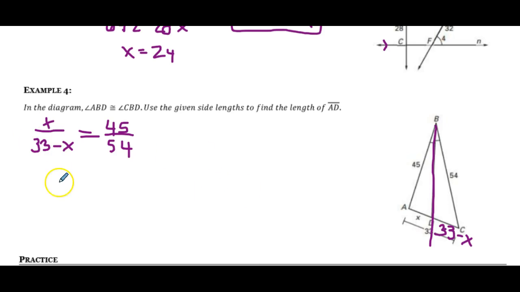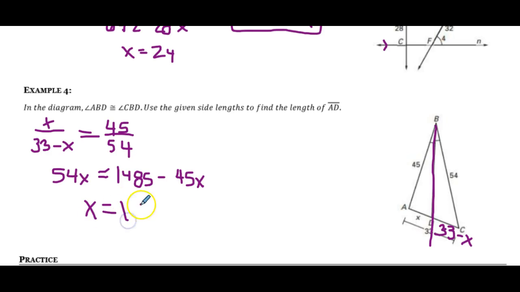Now we simply have to solve it. You're going to cross multiply just like you always do, remembering that when you multiply 45 by this quantity, you have to multiply 45 by 33, which will give you 1485, and you have to multiply it by the x. So distribute the 45 throughout. Once we do a little algebra, you should wind up with x equal to 15.